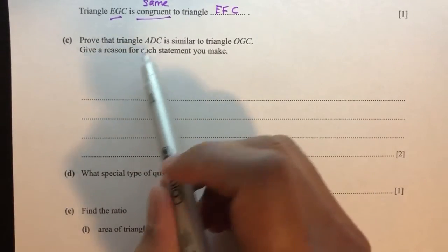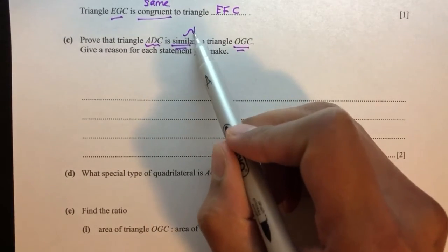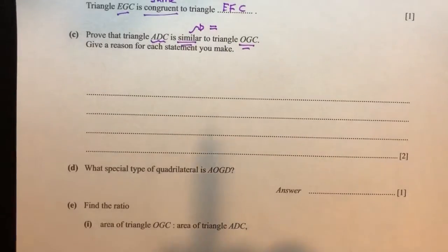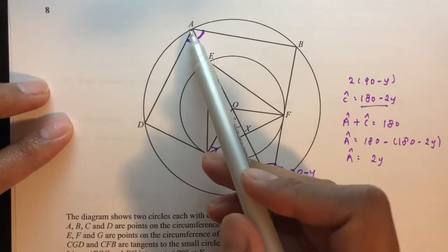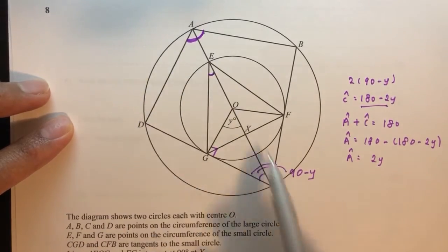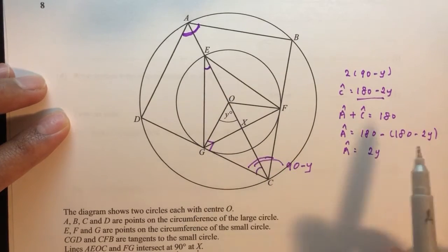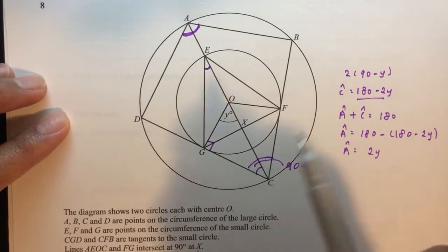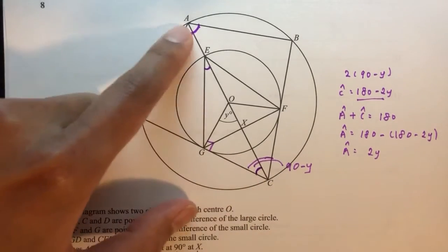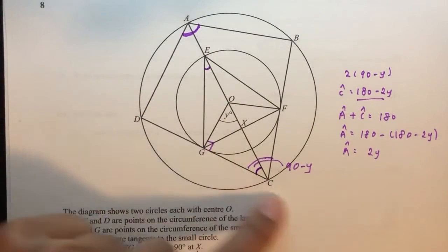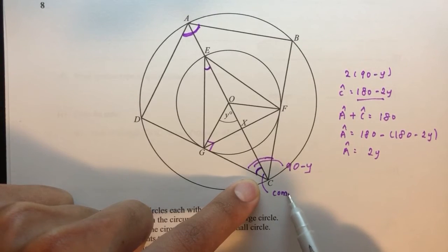Now for part C, prove that triangle ADC is similar to triangle OGC. For similar, we have to prove that the angles are the same. So first let's find out where triangle ADC is. ADC is this big triangle, and triangle OGC will be this small one. As you can see, this angle is the same for both. The big one is this one, the small one is the same one. So it is a common angle for both triangles.